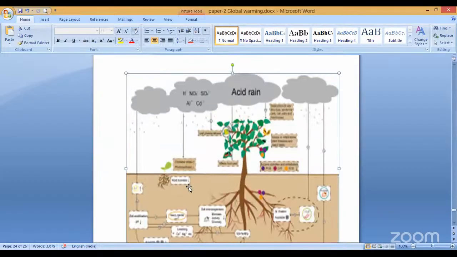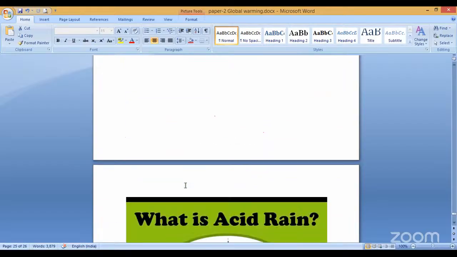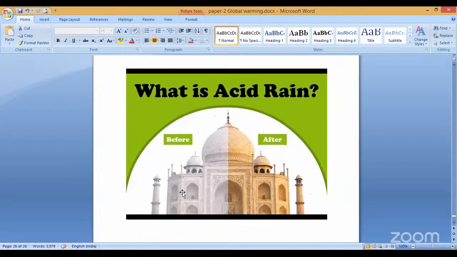And then coming to the next one, how acid rain can affect the plants. It can affect the plants from root to shoot system without any doubt. The root system can be weakened, and rooted vegetables, that is nothing but the potato, carrot, and all, will be affected very dangerously. And this is the picture of the Taj Mahal. This is before acid rain. This is after acid rain.